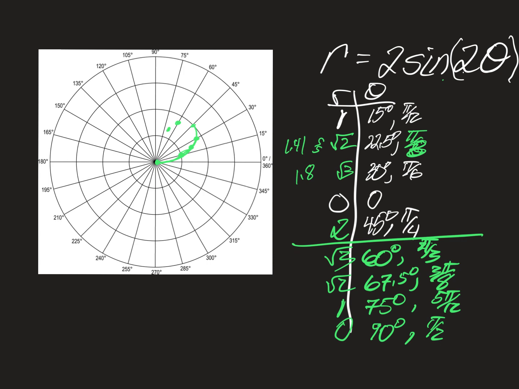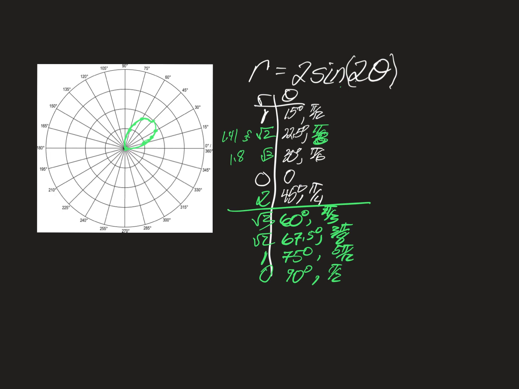At 67.5 degrees, we're going to be at about 1.4. At 75 degrees, we're going to be at 1. And then at 90 degrees, we're going to be at 0. So it looks like this will loop around and take us right back to the origin. Okay? Now, I want to shrink this just a little.